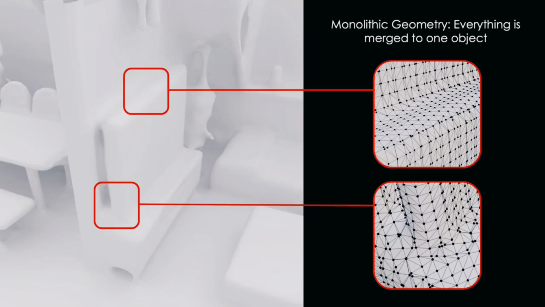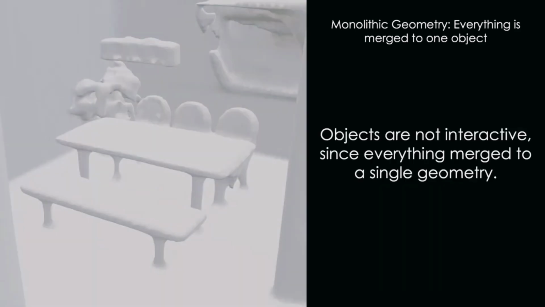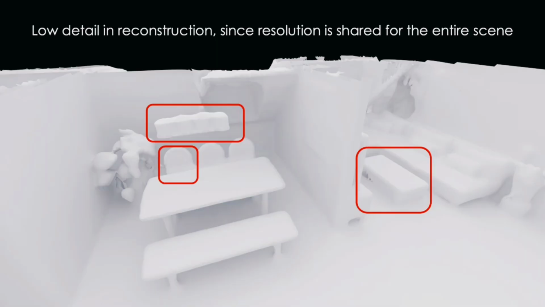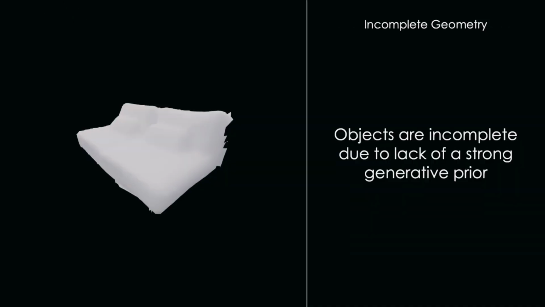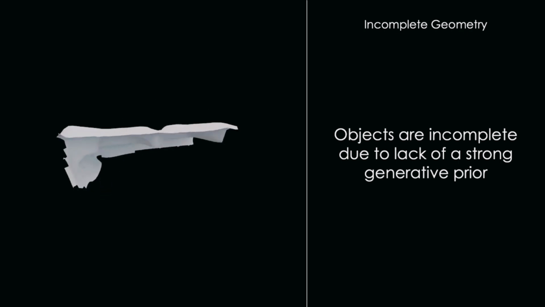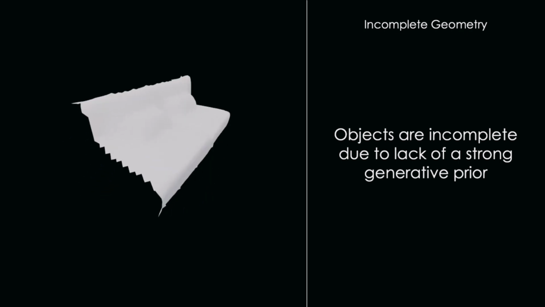However, such scene-centric approaches have their limitations. For one, it produces monolithic geometry, meaning that everything is merged into a single entity. And since everything is a single entity, reasoning and interaction on an object level is quite challenging with such a representation. Because the representation capacity is shared across the entire scene, it can also be difficult to represent individual objects with a high level of detail.